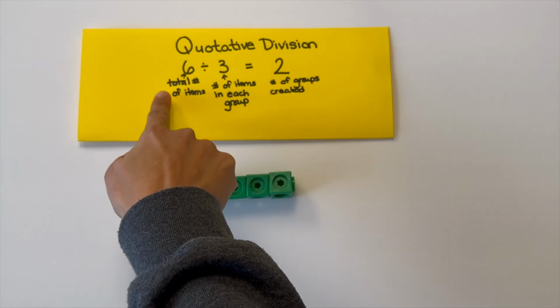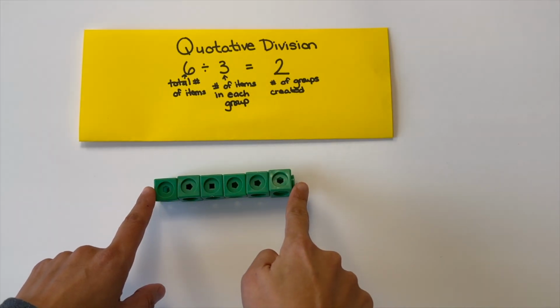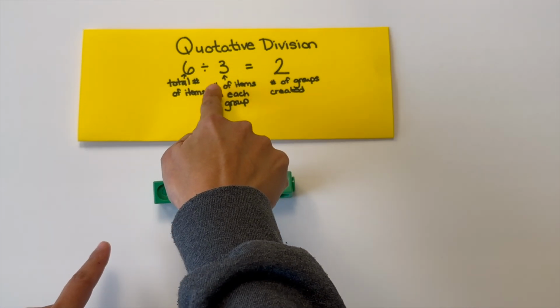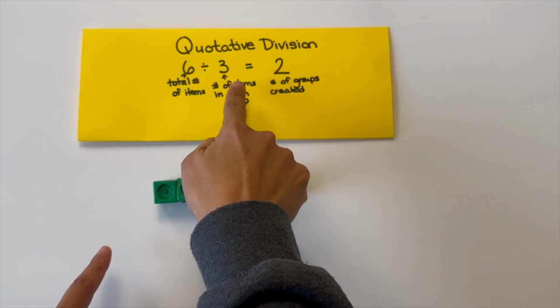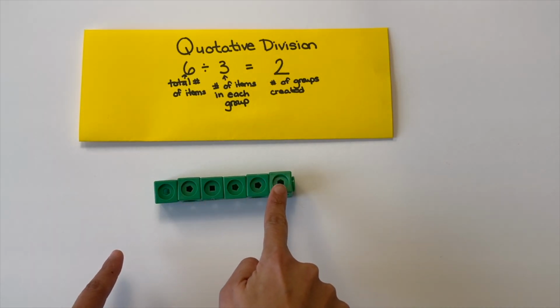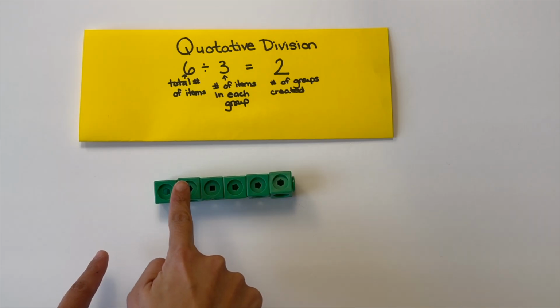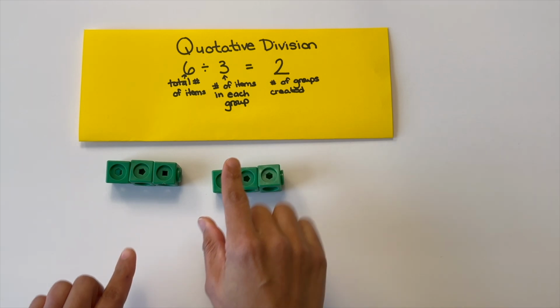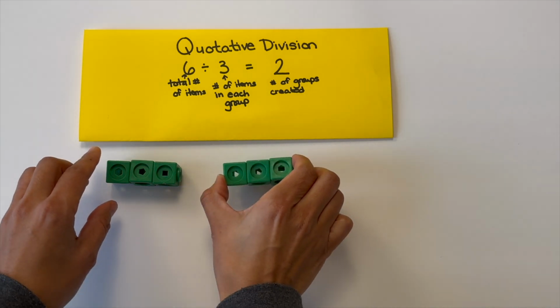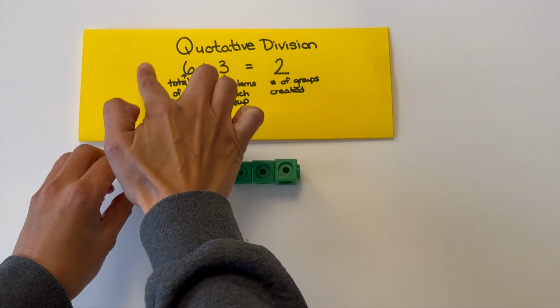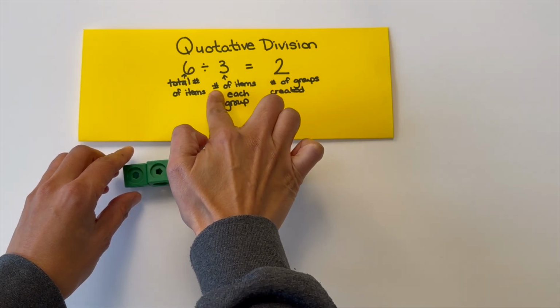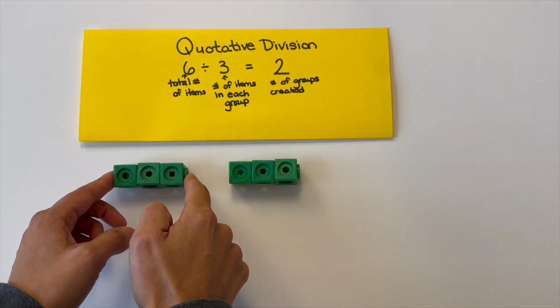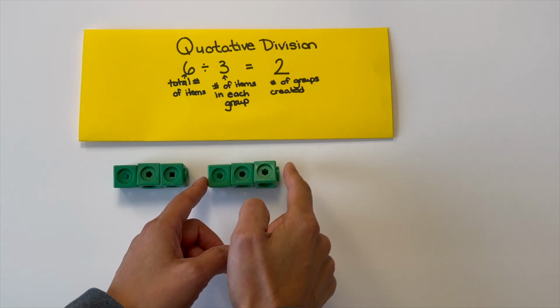I have my total number of items, which is 6, but this time the number 3 represents the number of items in each group. So I'm going to count out how many groups I can make from my 6 blocks if 3 items make up one group. I've created one group and now I have another group. So the total number of groups that I can create from 6 items with 3 items in each group is a total of 2 groups.